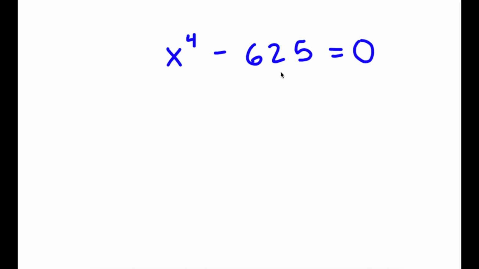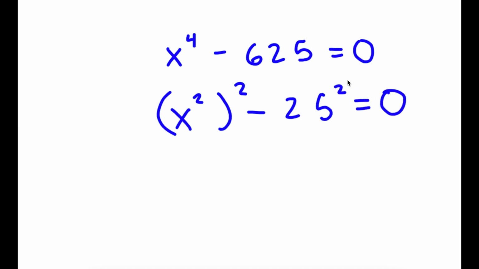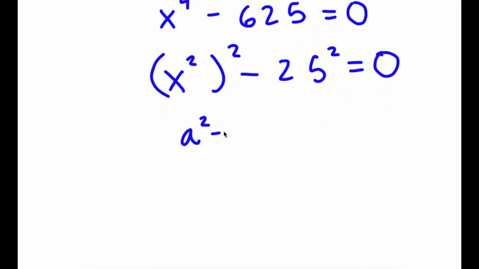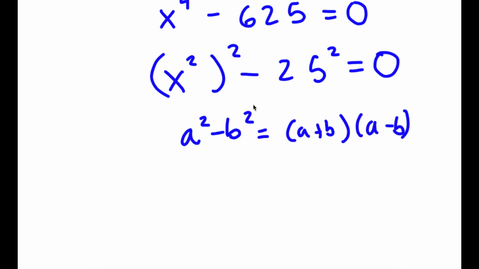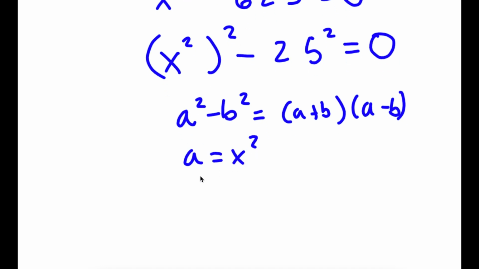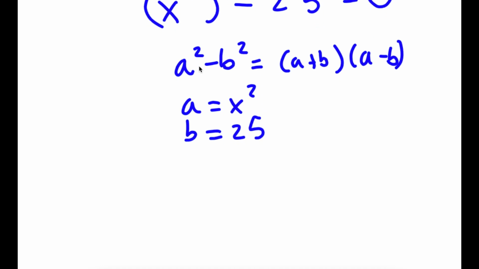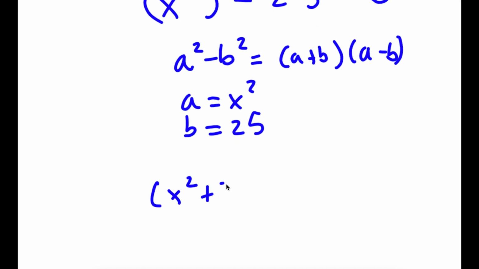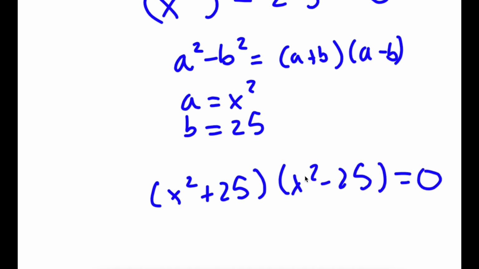Alright, so in this problem, I have x^4 - 625 = 0. To solve this, I'm going to first start by rewriting x^4 here as (x^2)^2, and rewriting 625 as 25^2. Now, if I have something in the form a^2 - b^2, this is equal to (a + b) times (a - b). So in this case, a is x^2 and b is 25. So now I have (x^2 + 25) times (x^2 - 25) equal to 0.